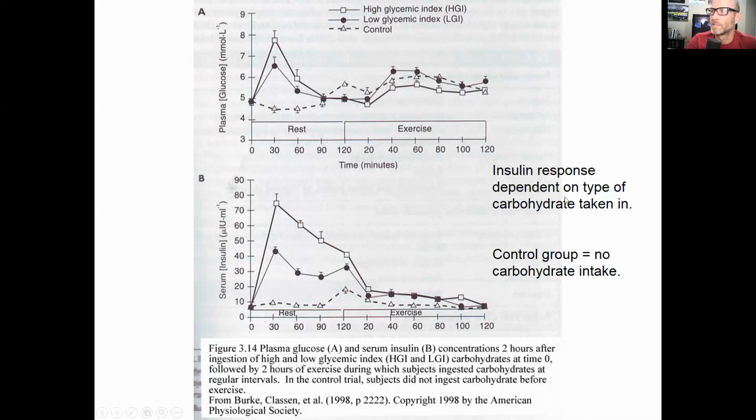Insulin response is dependent on the type of carbohydrate taken in. The open squares are high glycemic foods, and the solid circles are low glycemic index foods. The point being that if you take in low glycemic index foods, you have a more steady blood glucose response versus high glycemic.